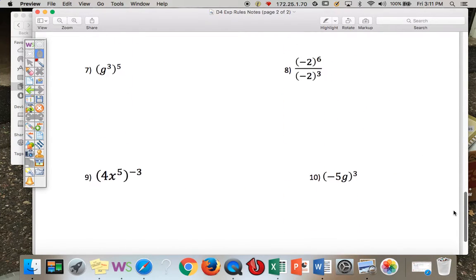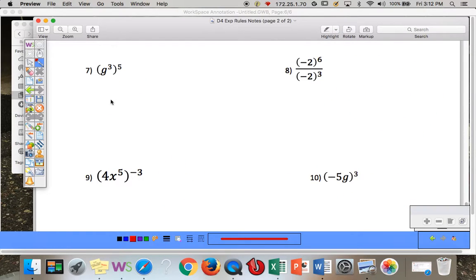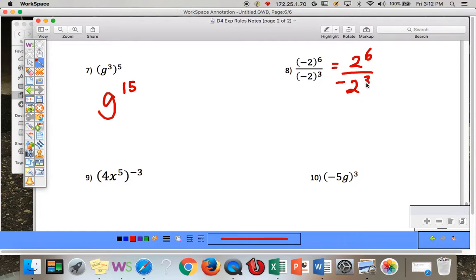All right, let's take a look at number 7. Power to a power. This is g to the 15th power. You multiply. The next one, okay, so here's an example of a negative to an even power. So this will be 2 to the 6th power. But now it's a negative to an odd power. So this will be negative 2 to the 3rd power.